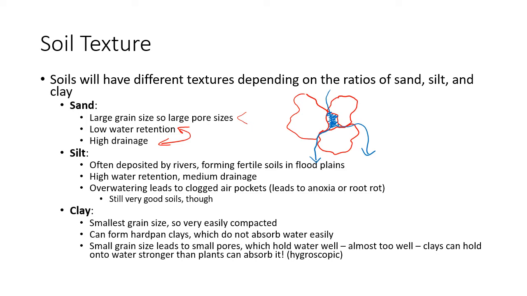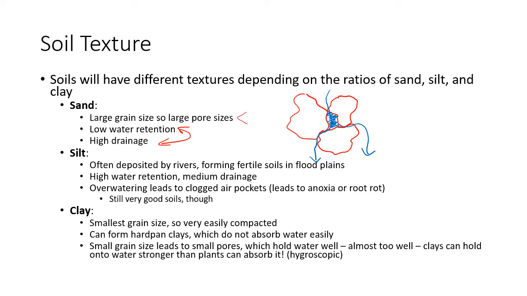Silts, those are our medium size. Sands are our large size grains, and silt is our medium size grain. Typically it will be deposited by rivers, and it forms fertile soils in floodplains. Silts will be carried by the river, and it's typically what you see in a really murky river, a lot of silt content.